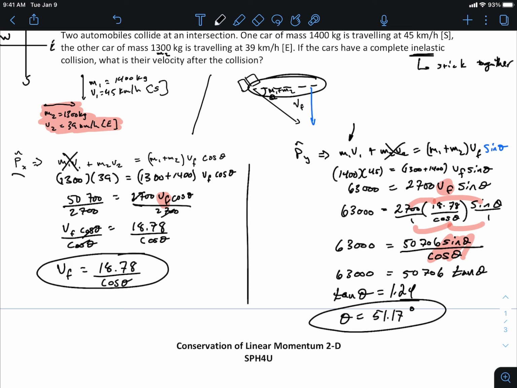Now that's just a part of the velocity, right? Now you guys know that, okay, well, I found what theta was. I can take theta and put it in over here. It's going to spit out what VF is. No problem. You're all done. Right? So VF, the final velocity, is going to be equal to 18.78 divided by the cosine of 51.17. So I'm going to go cosine of 51.17 gives me 0.62, and I'm going to go 18.78 divided by answer, 29.95.